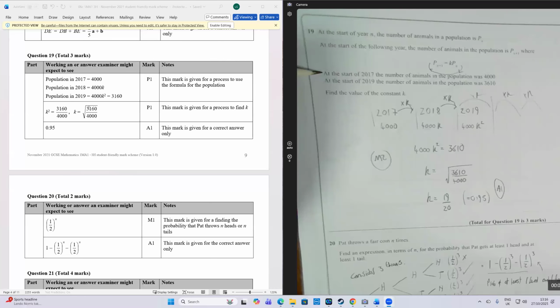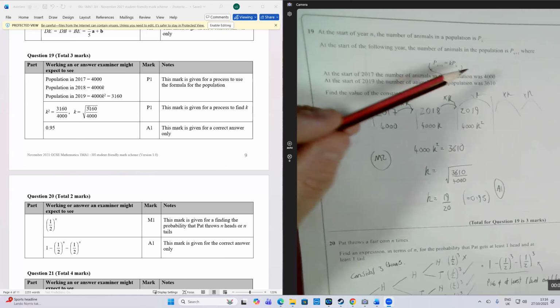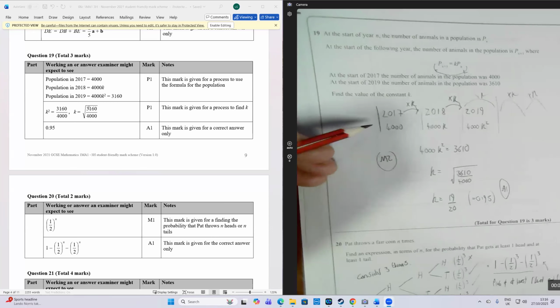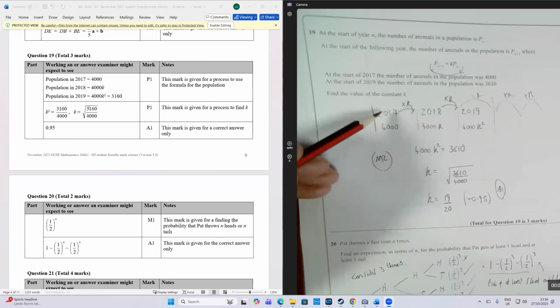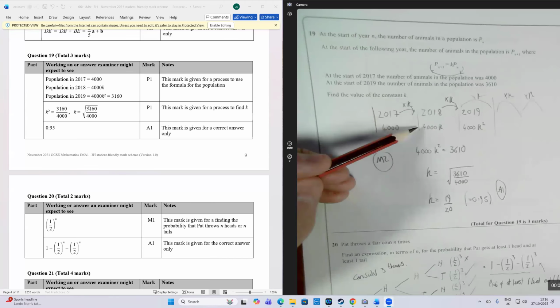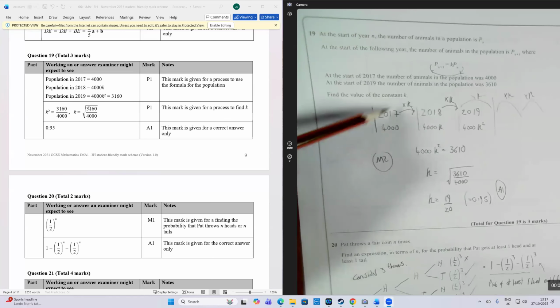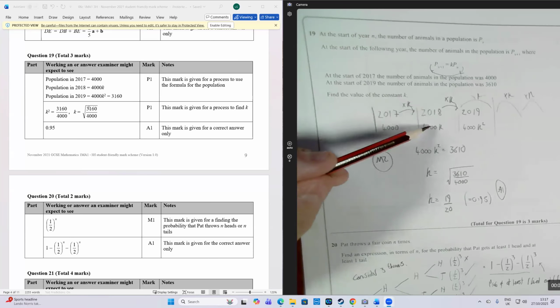So it says at the start of 2017, the number of animals in the population was 4,000. So here we are at the start of 2017 with 4,000 animals. So we're going to times that by k. So that means we have 4,000 times k. That's how many animals we should start off 2018 with.